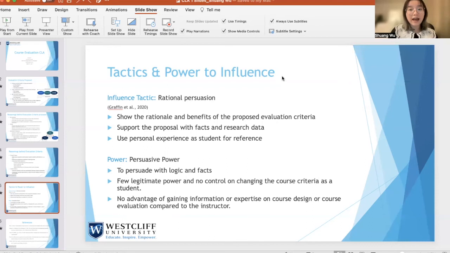As a student, I have little legitimate power and have no control over changing the criteria of the course. And I also do not have much advantage in gaining information or expertise on course design. So I don't have expert or information power on this topic. I will use the persuasive power.